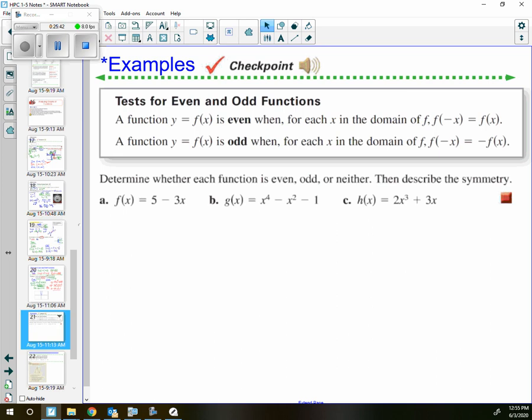So we're going to try a few more. I'm going to show the arithmetic. Our categorization here is: is it even, or is it odd, or is it neither? So we're checking to see these two symmetries. They're writing it in function language. So this is the function language.